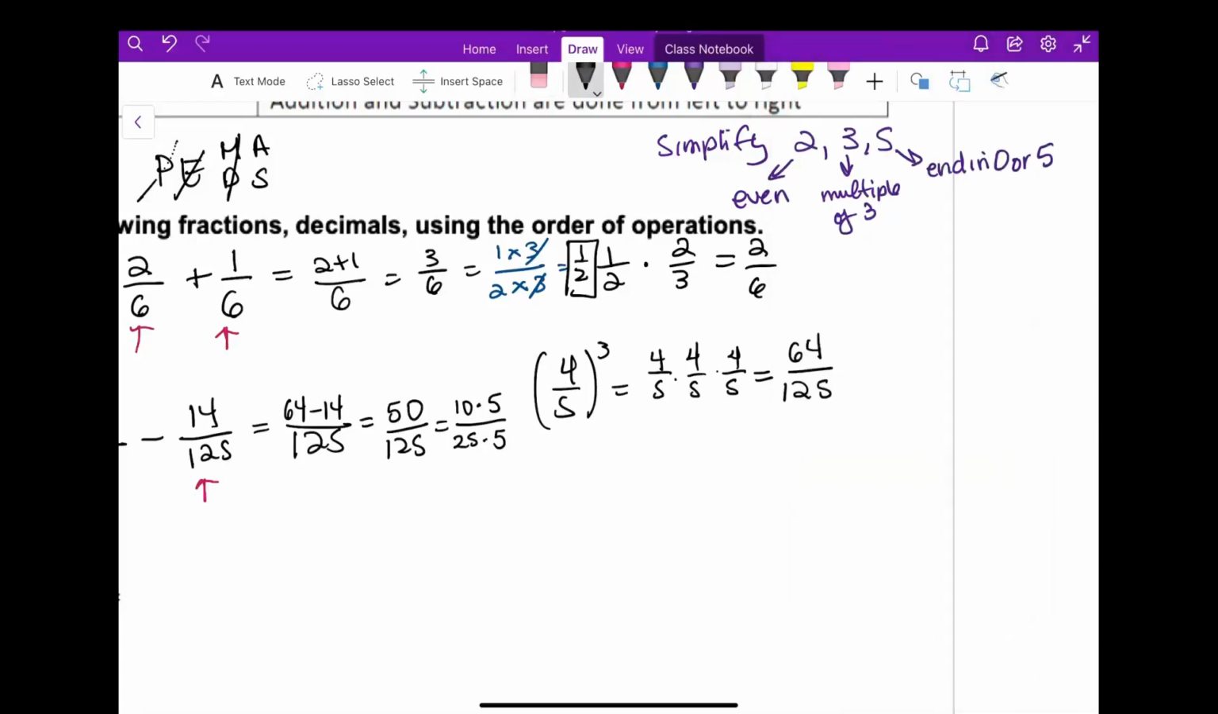So I came up with 10 times 5, that's 50, and 25 times 5, that's 125. So if you notice, these two numbers are getting simplified. And then I check again. I am currently at 10 over 25, and I know that this can be simplified to 2 times 5 and 5 times 5. Simplify again, and I am down to 2/5. And you are all set.